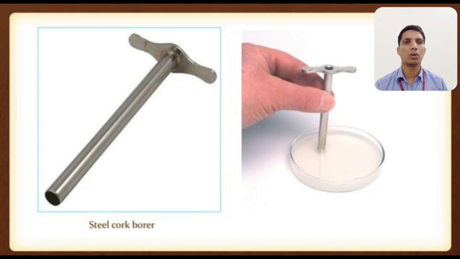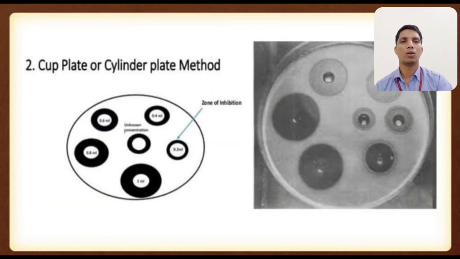This is a steel cork borer, which is an instrument used to make holes in the petri plates, and in the second picture you can see how the hole or cavity is made in the agar plates. The steel cork borer is sterilized before use. And now, how do we calculate the result?